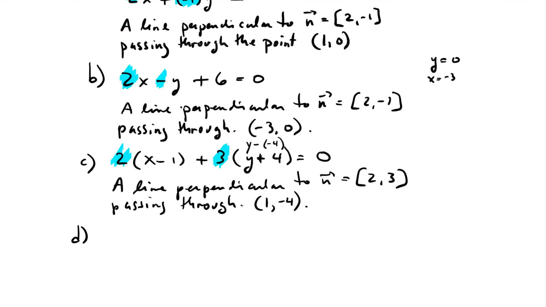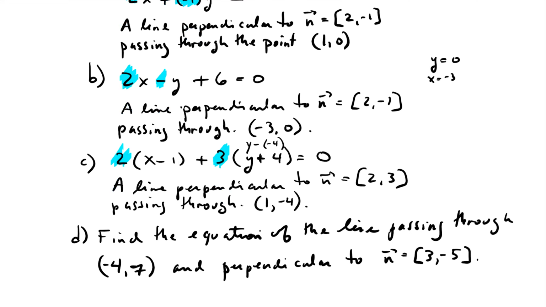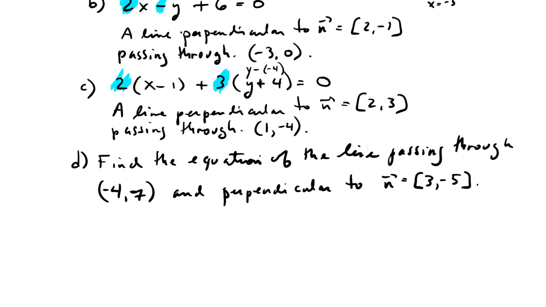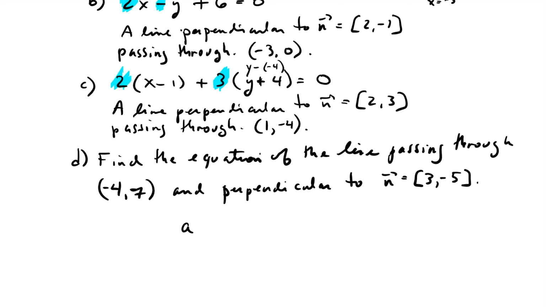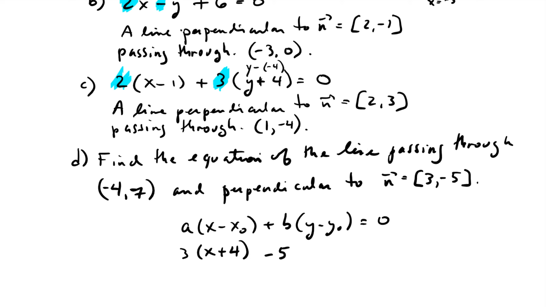So I'll show you this here. Find the equation of the line passing through (minus 4, 7) and perpendicular to (3, minus 5). If I just want the equation of the line, I'm going to use the point normal form. Okay. So I just need to replace the right numbers. A and B are 3 and minus 5. And x0 is minus 4 actually. So x minus x0 is x plus 4. And y minus y0 is this. And I have the equation of the line immediately.